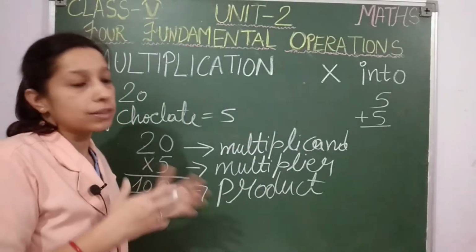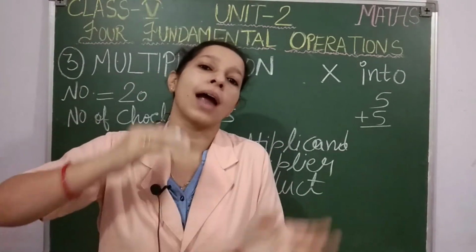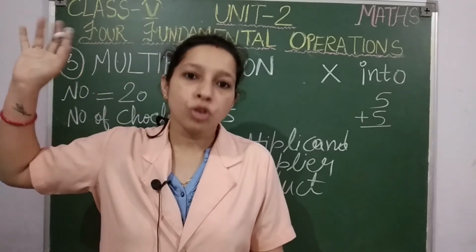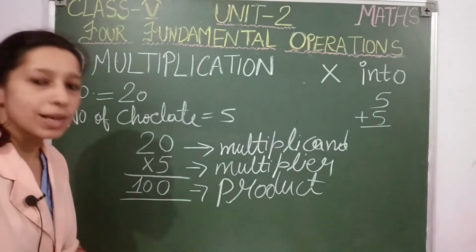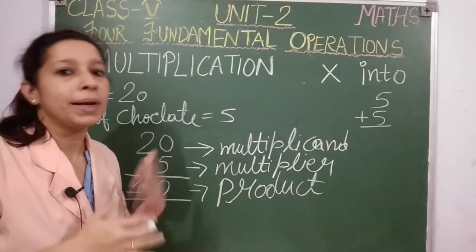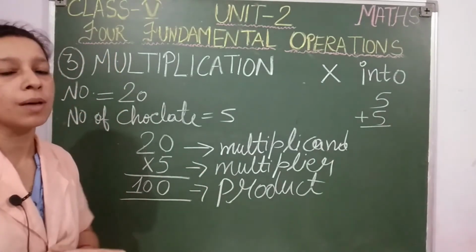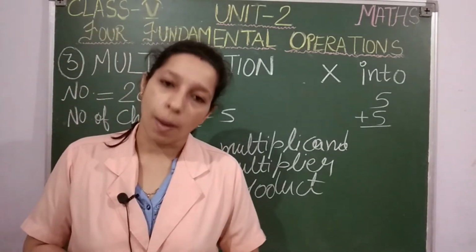But see how long this process is. If you go on adding 5 twenty times, it will take a long time. So it's better to use multiplication. Instead of repeating the addition every time, we can multiply and get the total quantity, the product, for some value. Clear, students? So this was your multiplication.